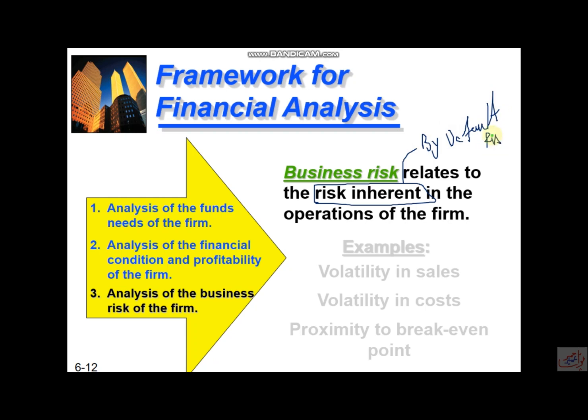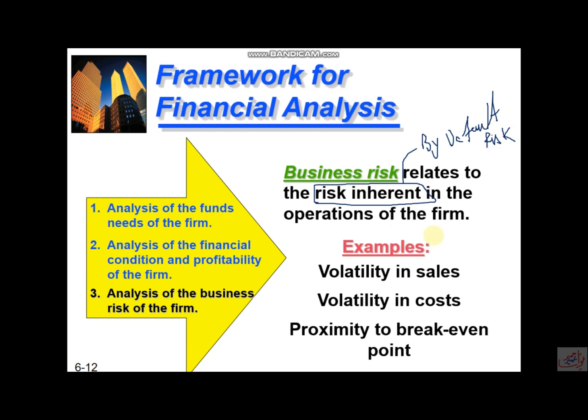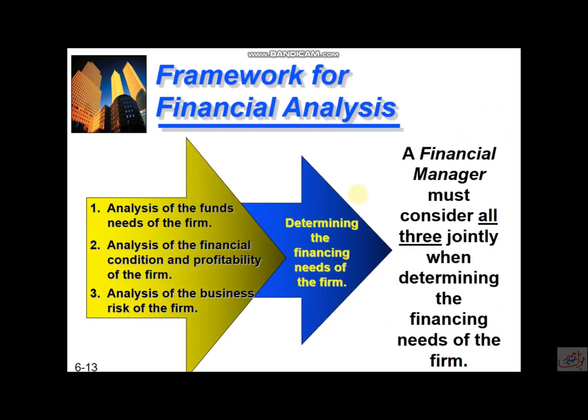Okay, so the risk which is by default involved in an organization, in a business, is known as business risk, in the form of operations like volatility of sales. Volatility of sales means the ups and downs of sales, and volatility in cost. Sometimes your cost is at this level, then it comes down. Sometimes your cost increases due to abnormalities, so there are some volatilities in your cost as well. And proximity to break-even point. Sometimes you achieve your break-even, but you know that break-even means no profit no loss. So sometimes you achieve your break-even, but sometimes it is disturbed. So these are different examples of business risk.